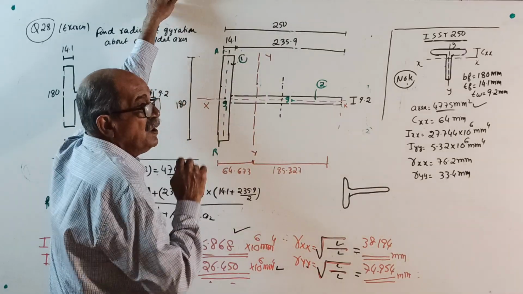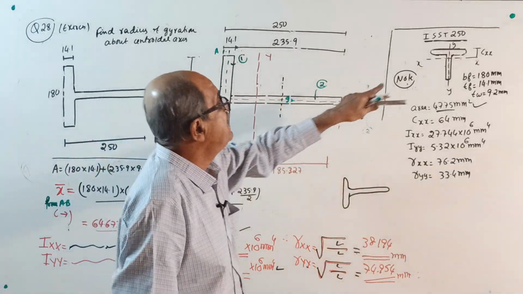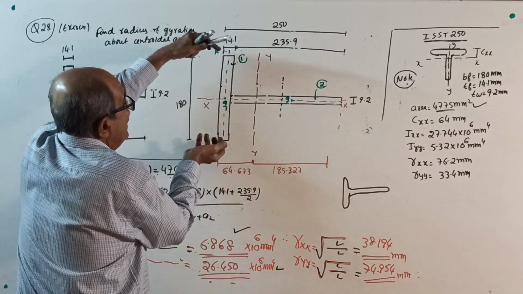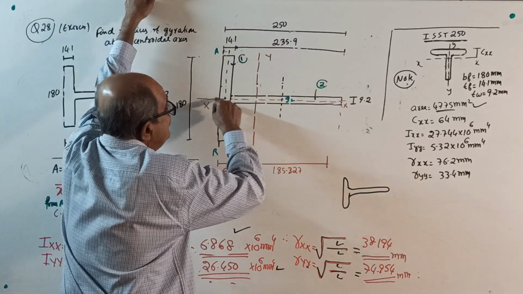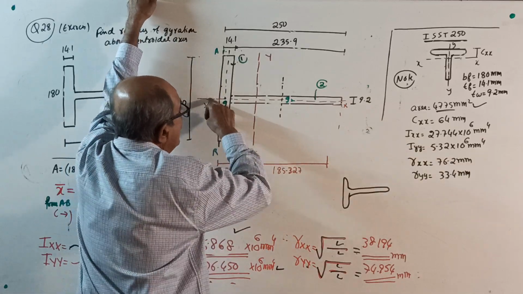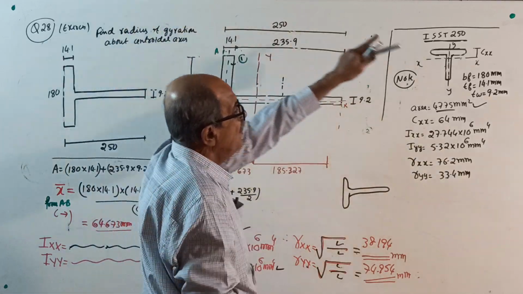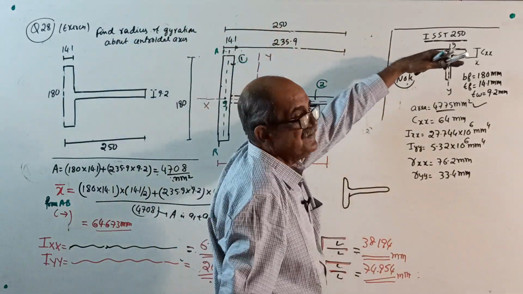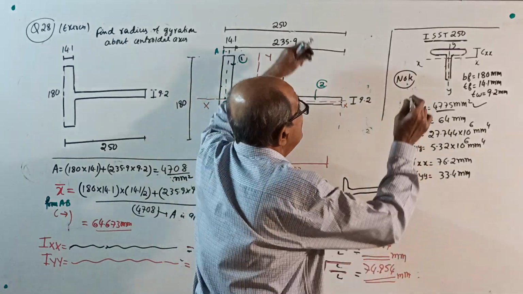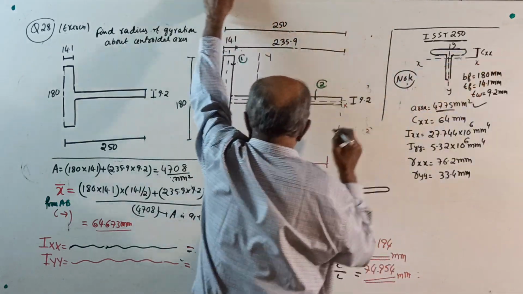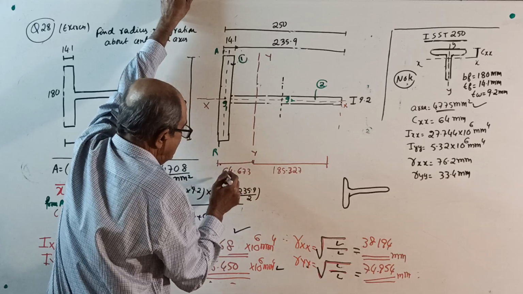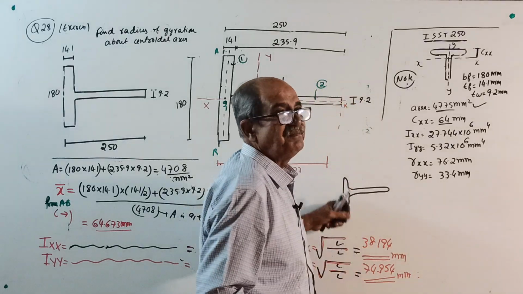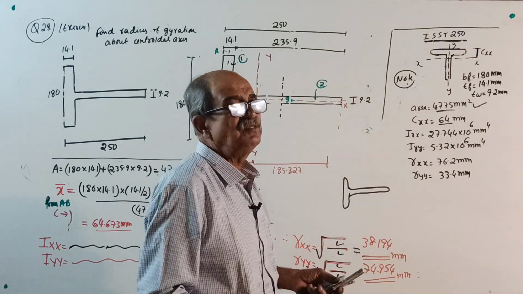One more important thing. The handbook is printed like this, but when I gave the question, I turned it here. Therefore, this XX you should write here. What XX I marked here is YY there, and what YY I marked here is XX there. Be careful. So this CXX is this distance, 64.673. They told 64. Okay, 0.673 millimeter is not a big issue.